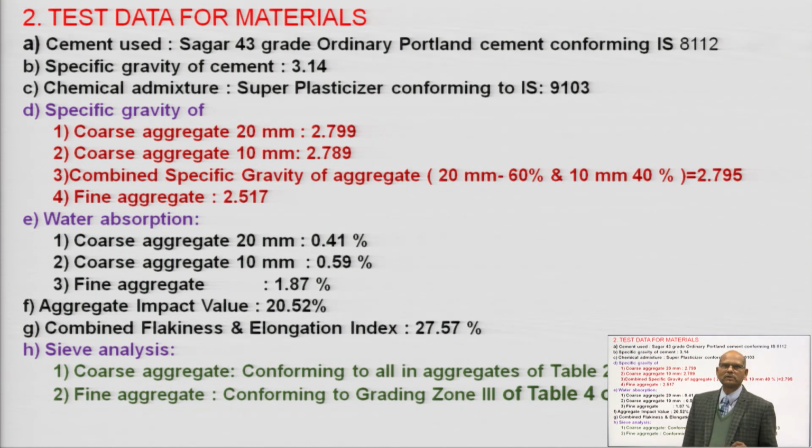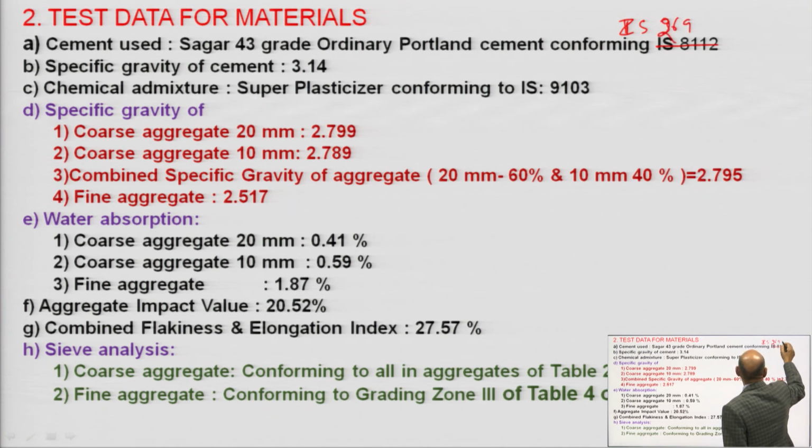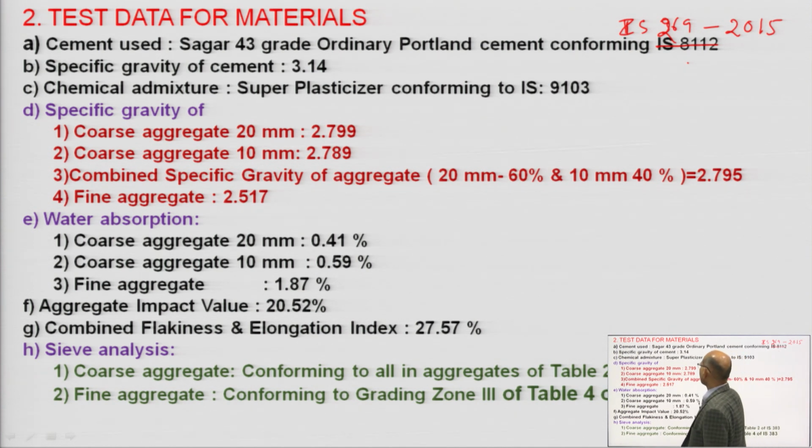And then we go to test data. Once we get the material from the field to the lab, we have to go for the testing. Okay. So, what are the tests we have to do? Cement used: we have 43 grade ordinary Portland cement conforming to IS 269:2015. This specification has been revised to 2015; the earlier mention was a typographical mistake.